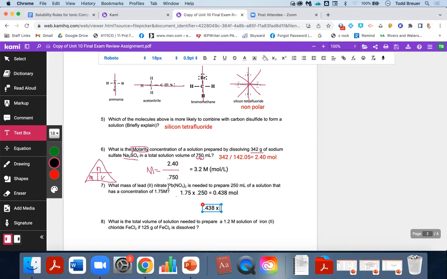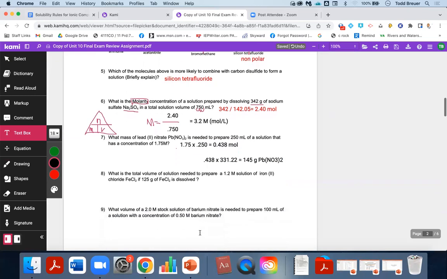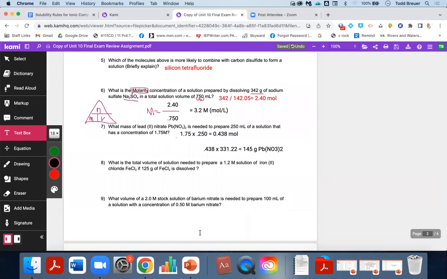So I take 0.438 times the molar mass for lead 2 nitrate, 331.22 times 0.438, we get a mass of 145 grams Pb(NO3)2, or lead 2 nitrate. And that's how we deal with that particular example.